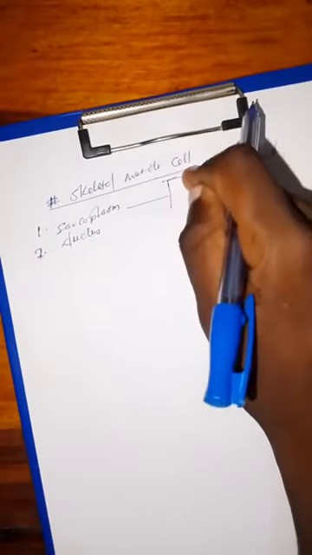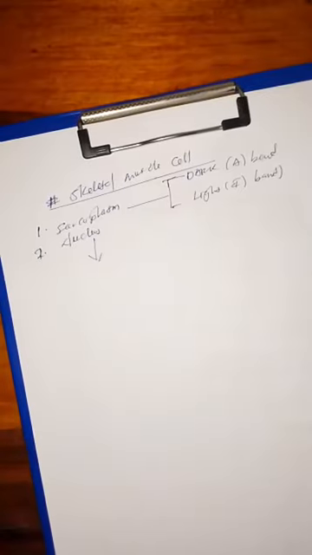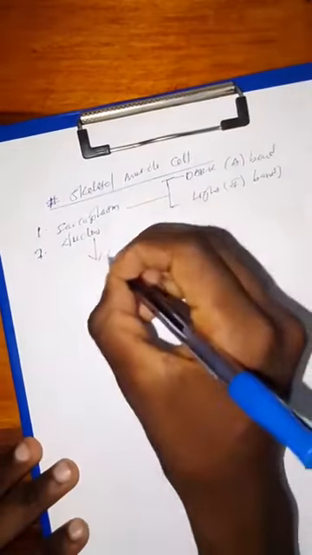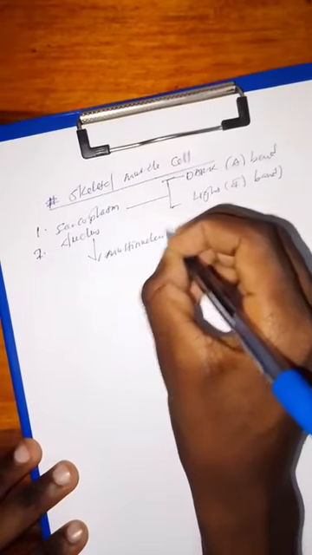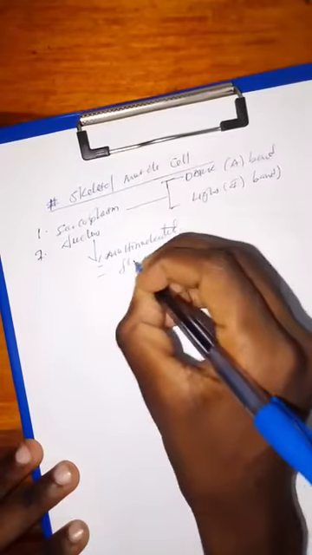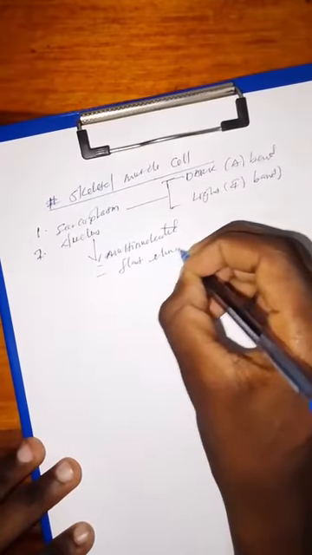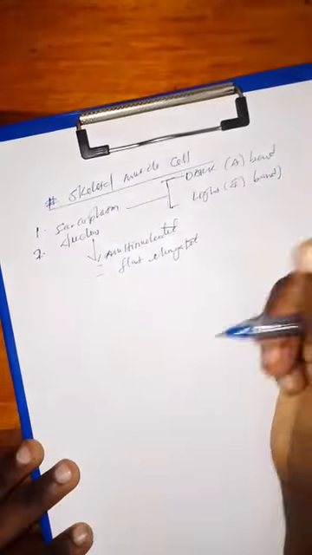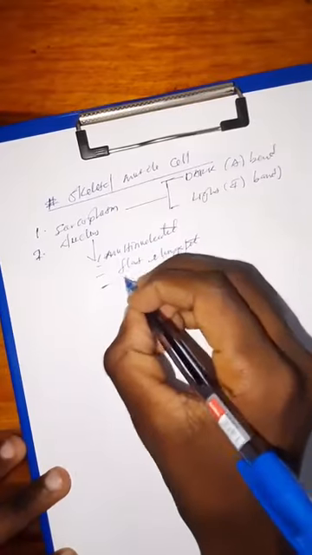Okay, and then the nucleus is multinucleated. Then it is flat and elongated. Then it is peripherally placed.